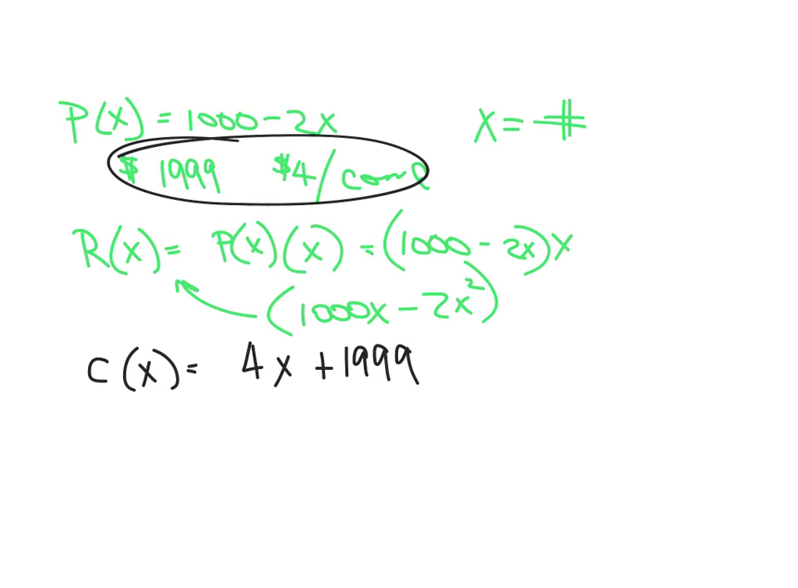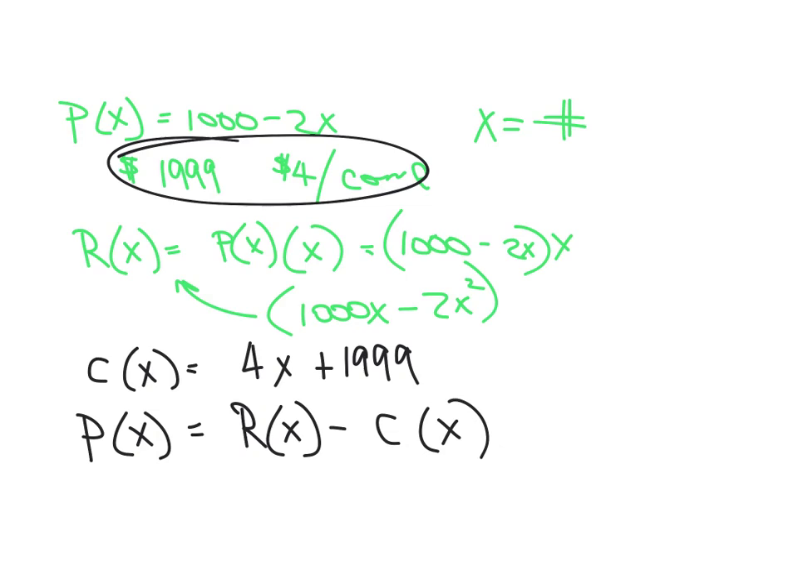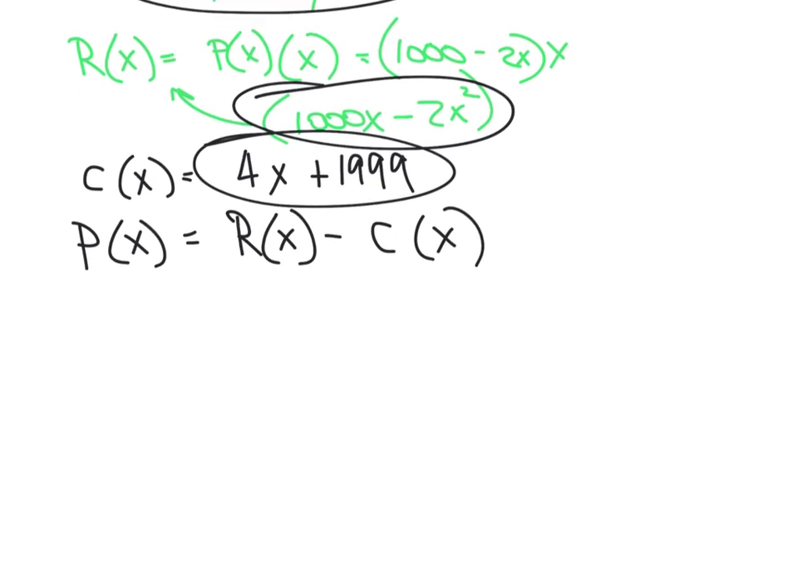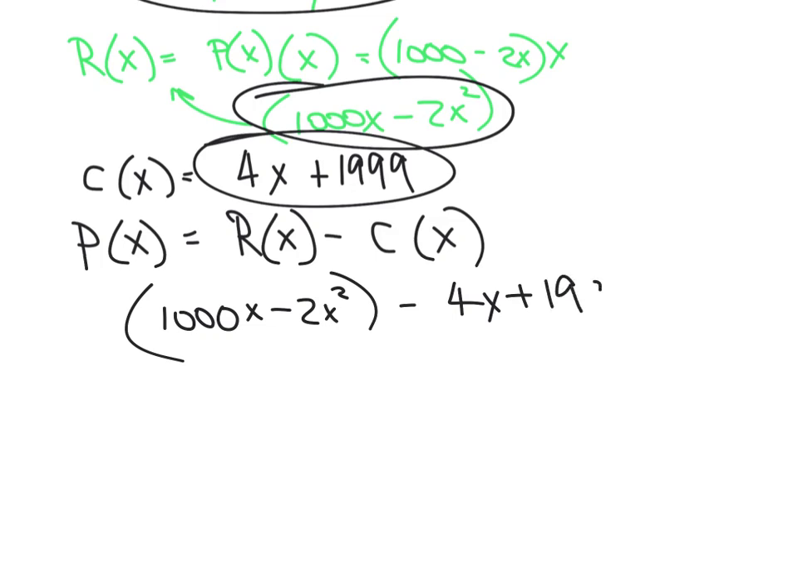So, our profit is going to be our revenue minus our cost, or this minus this. So let me go ahead and write that with the numbers there. So we've got 1,000x minus 2x squared minus c of x, 4x plus 19.99. Remember to put these in parentheses because that negative is going to affect things when I take off that parenthesis.